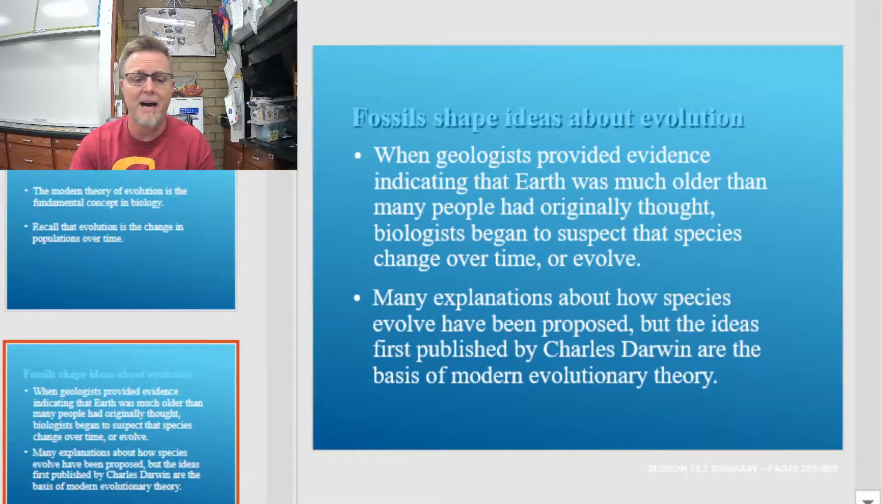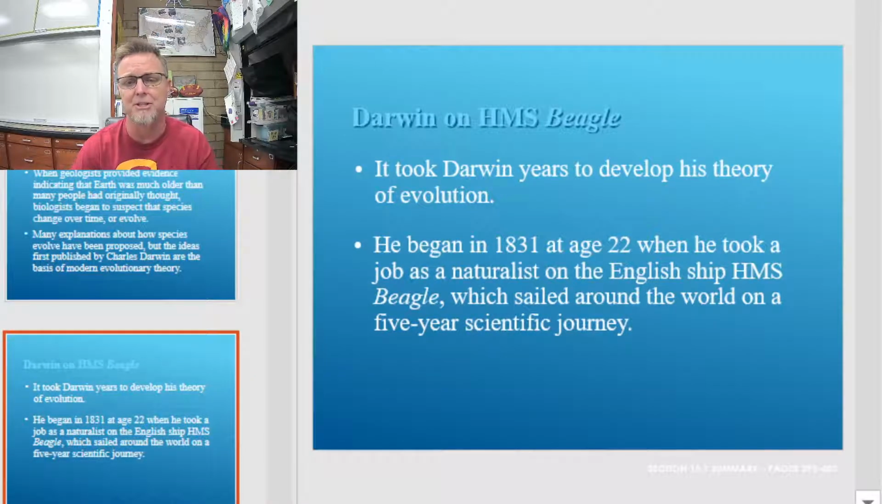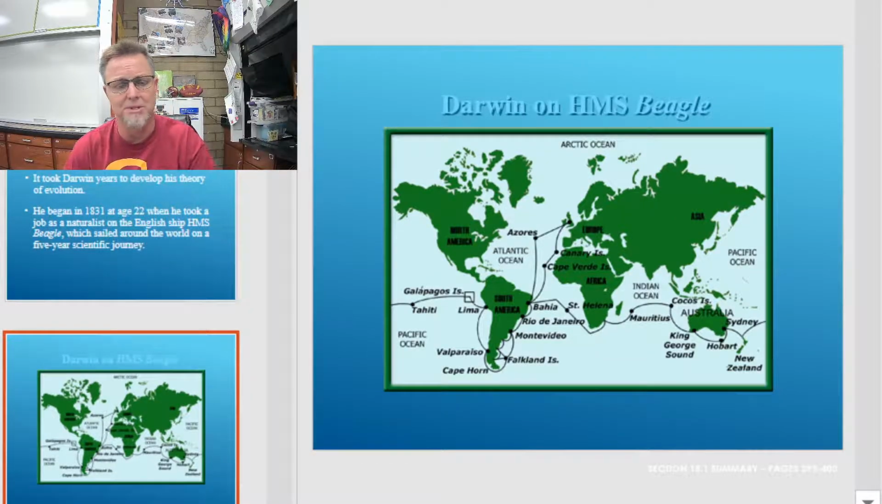Many explanations about how species have evolved have been proposed, but Darwin's is the only one that's really gained traction. Darwin came up with his ideas on evolution after traveling around the world on a ship named the HMS Beagle. He joined an exploration mission on the HMS Beagle in 1831 and literally sailed all the way around the world. So this ship leaves in 1831, comes back about 5 years later, and Darwin is exposed to plants, animals, you name it, that he has not seen before in his life.